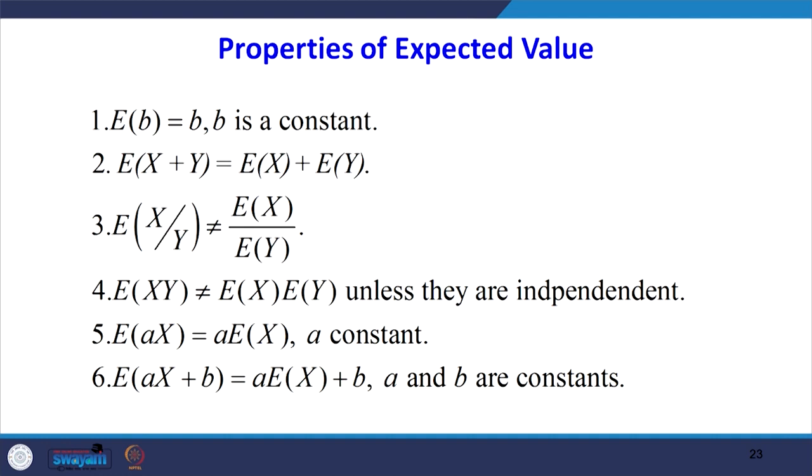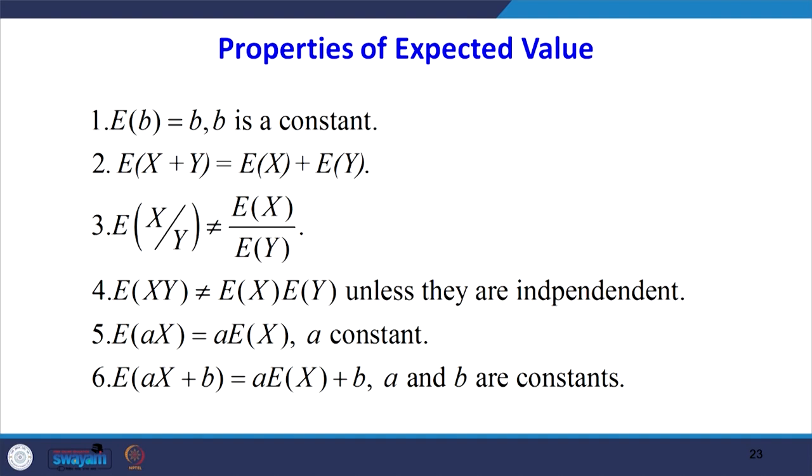When you want to add two random variables, E of X plus Y, we can write E of X plus E of Y. E of X given Y is not division, it is a conditional, a kind of conditional probability. So E of X given Y will not be equal to E of X divided by E of Y. And the same thing, E of XY is not equal to E of X multiplied by E of Y unless they are independent. If they are independent, we can write E of XY equal to E of X and E of Y, otherwise we cannot write it.